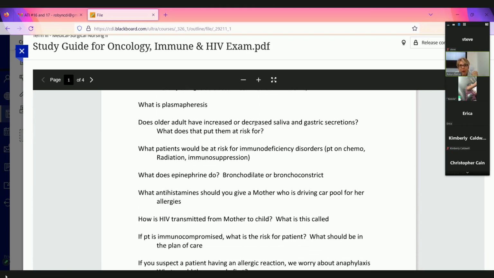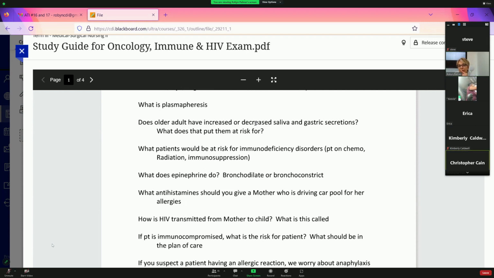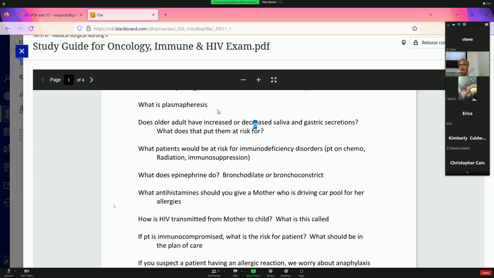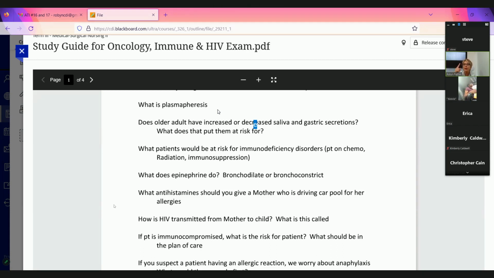Who can tell me what plasmapheresis is? Plasmapheresis is when we take the blood, say someone has lead poisoning. We remove the blood, put it in a cell separator, spin it out, and remove the pathogen. Whatever is bothering the patient, if the patient is having an allergic reaction or an antigen is bothering the patient, we would remove that. So that's what plasmapheresis is.